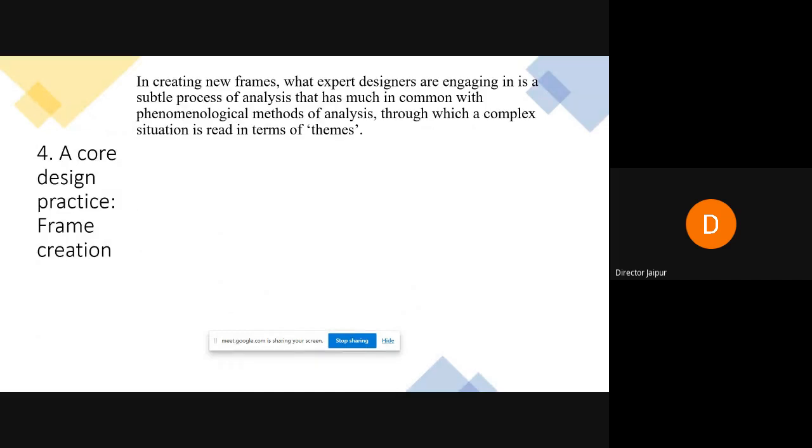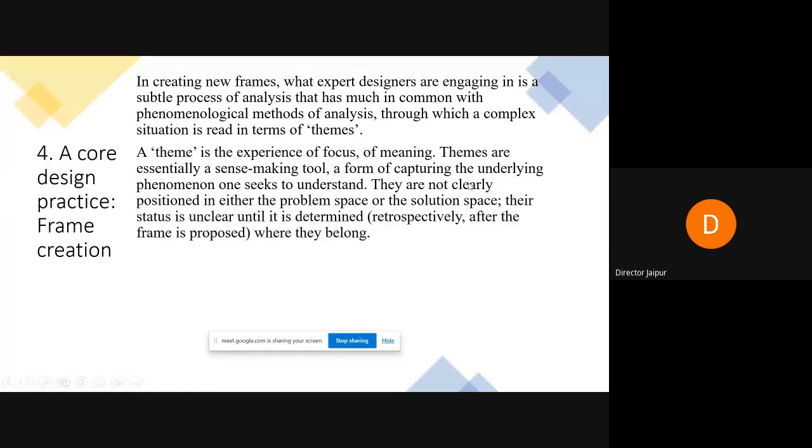So now, as I already said about this frame creation, we have a theme here. As I said, in creating new frames, expert designers engaging in a process of analysis have much in common with the phenomenological methods of analysis, though there will be a complex situation read as themes. What are these themes? A theme is an experience of focus of meaning. Themes are essentially a sense-making tool, a form of capturing the underlying phenomena one seeks to understand.